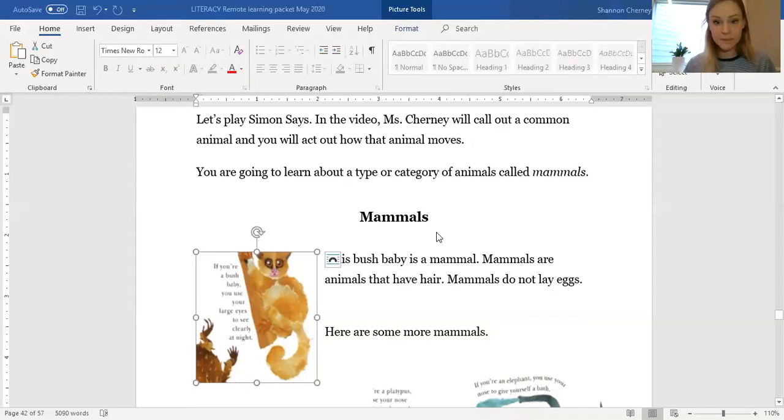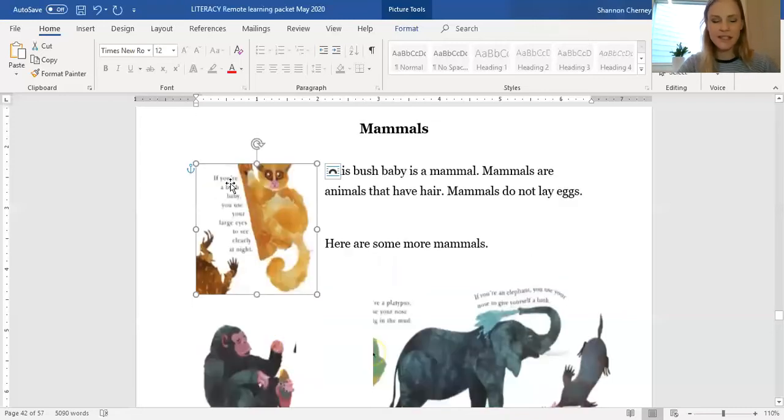Now we're going to learn about a special category of animals with special features that are called mammals. Let's say it, clap out the syllables and say it. My turn first. Mammals, mammals. Good. Now let's all do it together. Mammals, mammals, mammals. This is our first mammal. This is a bush baby. This is a screen grab from our text.